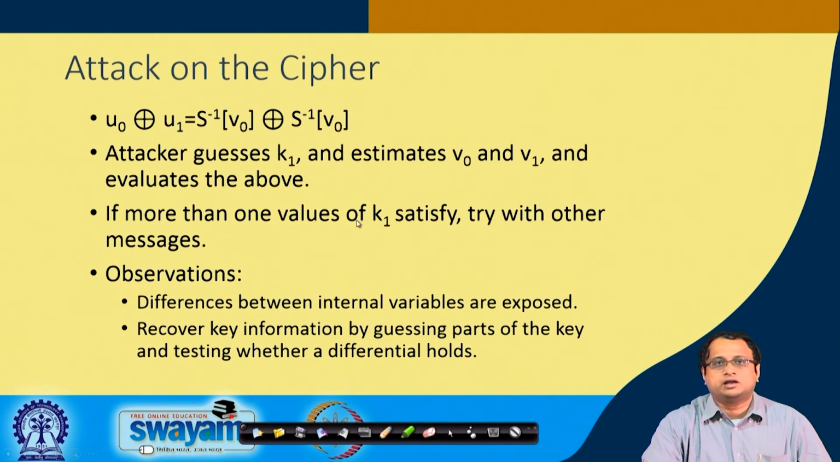Okay. And so now what the attacker will do is guess K1, estimate V0 and V1, and evaluate the above. If more than one value of K1 satisfies this, then the attacker will try with other messages. So, the observation is that the difference between internal variables gets exposed because of the difference, and this helps us recover key information by guessing parts of the key and testing whether the differential holds. Note that when you are guessing just K1, it is independent of the guess of K0. So, you are doing an analysis which does not depend upon K0, and you can concentrate on one part of the key. So, you can do a divide and conquer analysis.